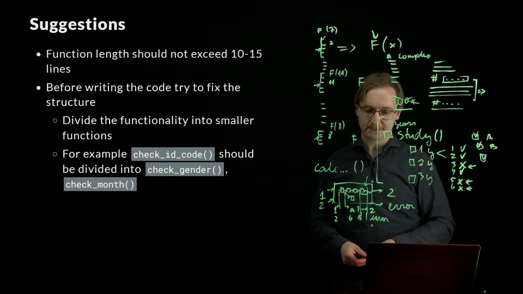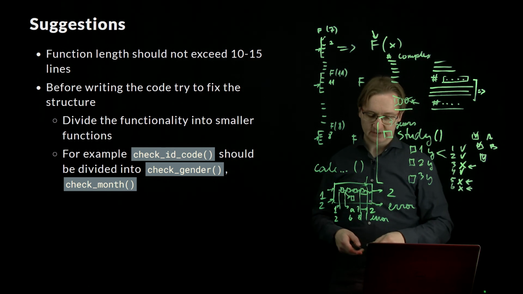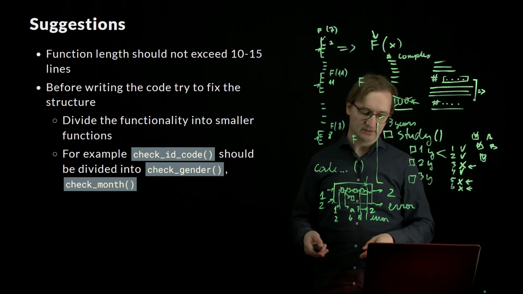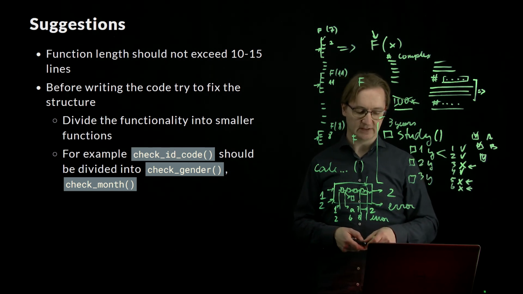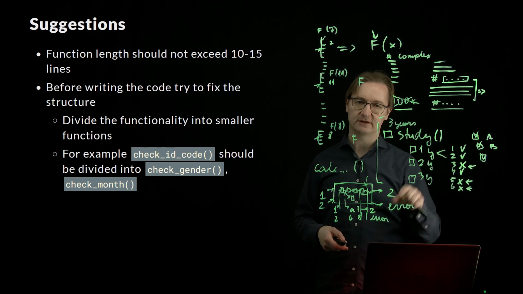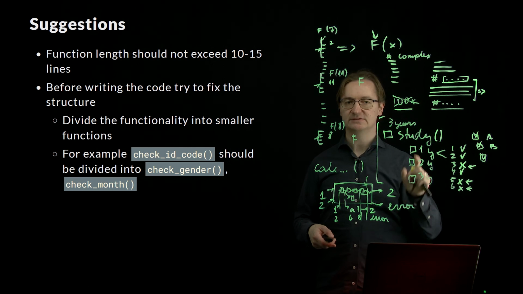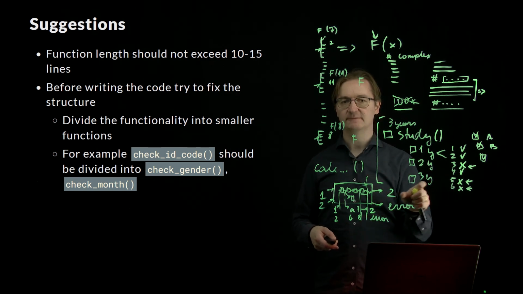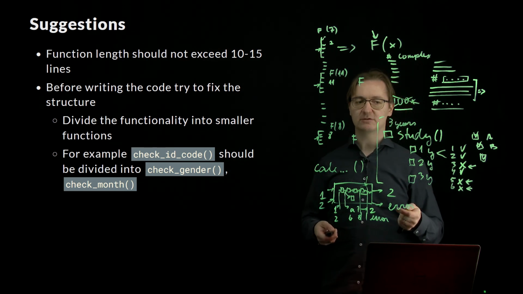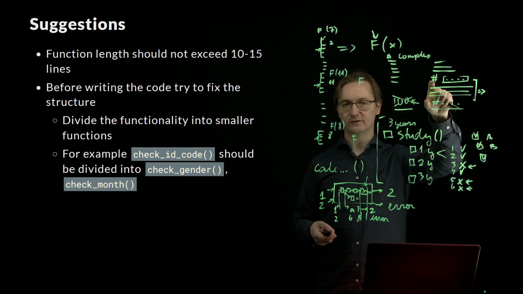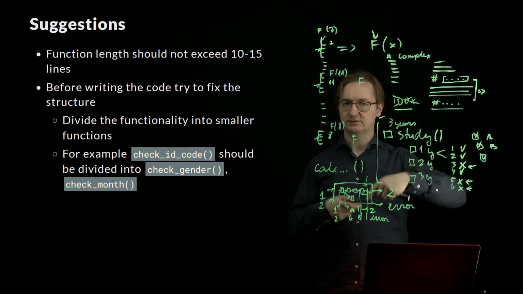So instead of checking the whole code, I divide it into smaller problems. And those can be check gender, for example, check month, and so on. In the Estonian ID code, we have gender, we have date of birth, month, year, day. Then we have some checksum and so on. So every part can actually be validated separately. And it makes sense because the whole code for checking the whole ID number would be long, and it would be hard to test and so on.